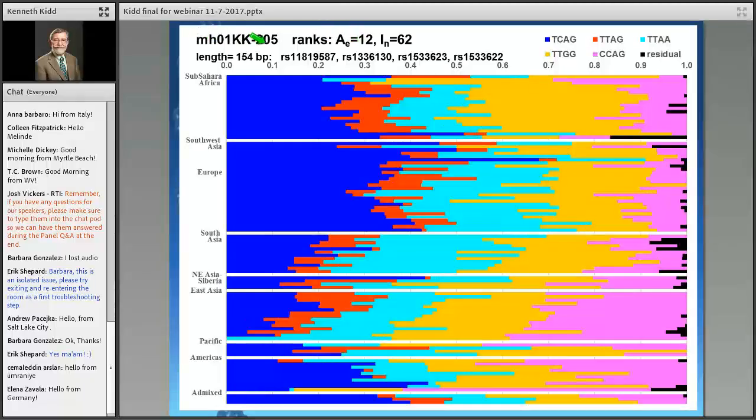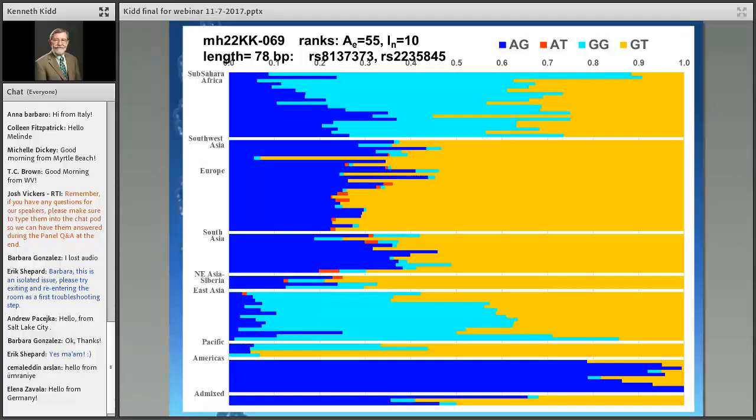This has an effective number of alleles that ranks number 12 in this set of 65 microhaps. That's good for individual identification, family studies, etc. The informativeness, it ranks 62. It provides very little biogeographic differentiation. There are 5 common haplotypes virtually everywhere in the world.